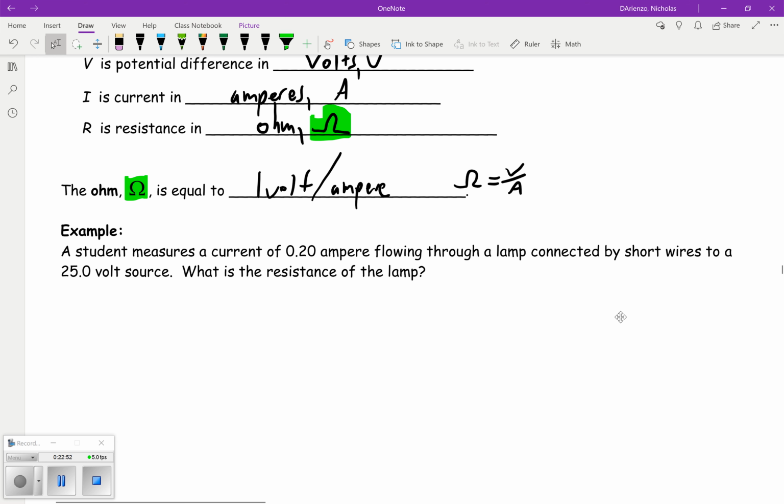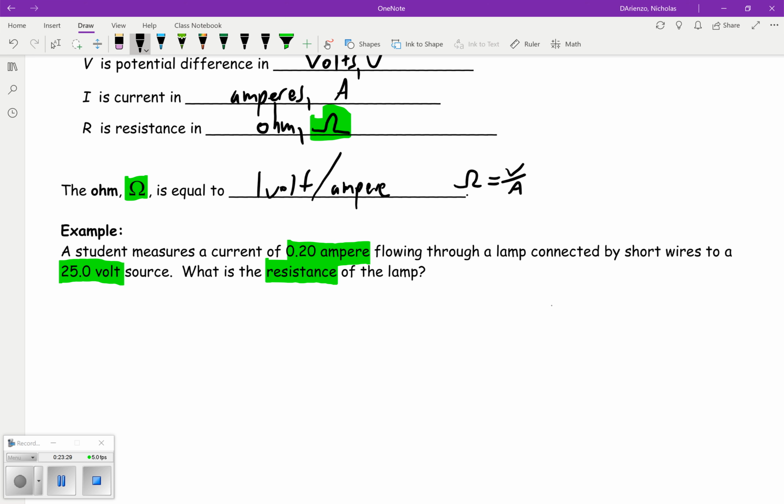And let's try an example here. Students measure a current of 0.2 amps flowing through a lamp connected by short wires to a 25 volt source. What is the resistance of the lamp? So we're looking for the resistance of a lamp. We're given a value of 0.2 amps flowing through the lamp. And we have a 25 volt potential difference.